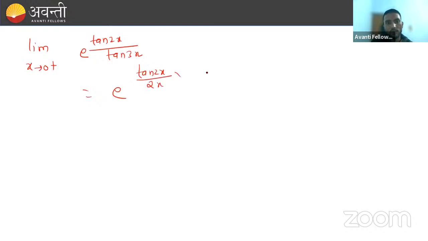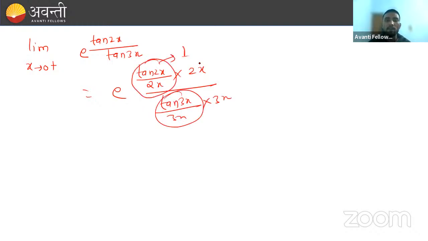Like limit x tending to 0 plus, e to the power tan 2x divided by tan 3x. I know you have some idea how to solve this, right? Whenever you are seeing tan 2x divided by something tan 3x, you can do it like this: divided by 3x, multiply by 3x. So this will become 1, this will become 1, x will be cancelled, and it will become e to the power 2 by 3, right?